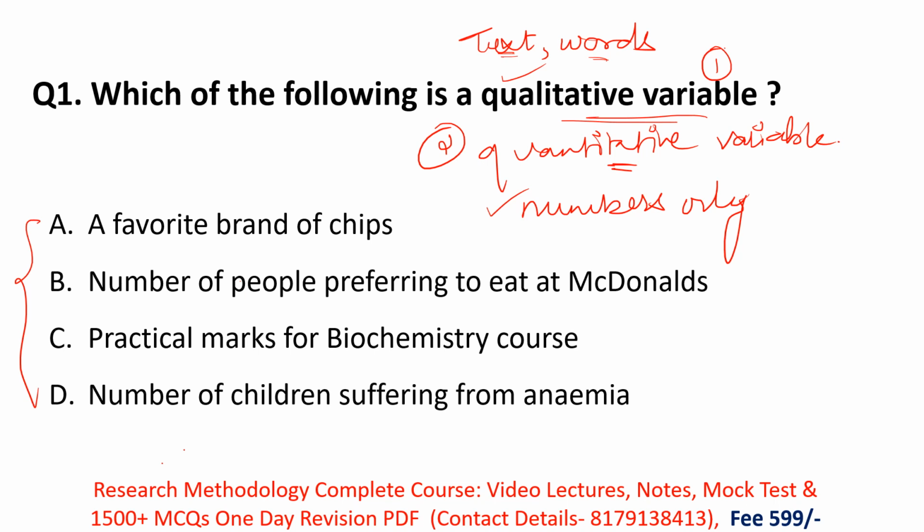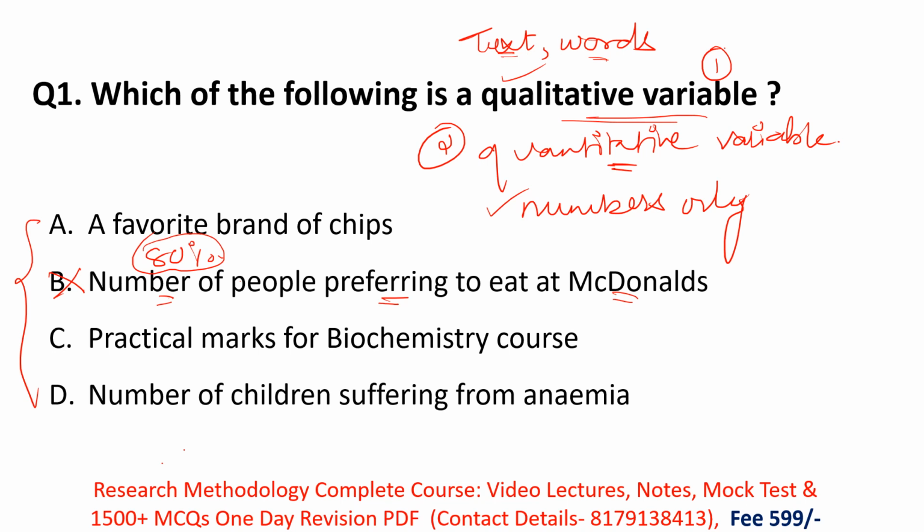First of all we'll see option B, number of people preferring to eat at McDonald's. Here the words number of people indicate by themselves that it's a quantitative variable. For example, if 80% of people prefer to eat at McDonald's, whatever data you are getting here is in the form of numbers. That means it is a quantitative variable, not a qualitative variable. So option B is incorrect.